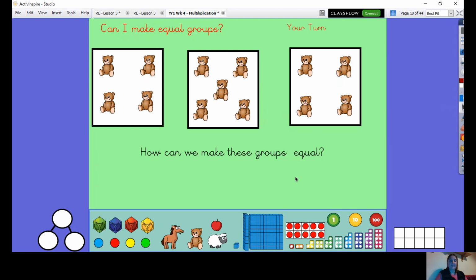Okay, so hopefully you did similar to what I did. You thought to yourself, this has got 4, this is 5, this is 4. If I take that one out of the middle, then they've all got 4 in them now. So you could do it that way by taking away. Or what I could do is add 1 to the other 2 groups so that they now all have 5. So I've now created equal groups of 5 bears in each group.